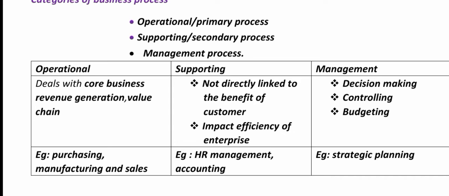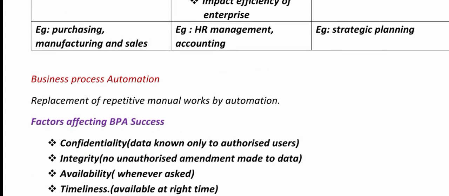Examples are HR management, accounting, and marketing functions. Now coming to the management process. Here decision making, controlling, budgeting, those types of activities are involved, handled by top level officials. Management process is also like supporting process, which provides indirect benefit to the customer. Here an example is strategic planning.